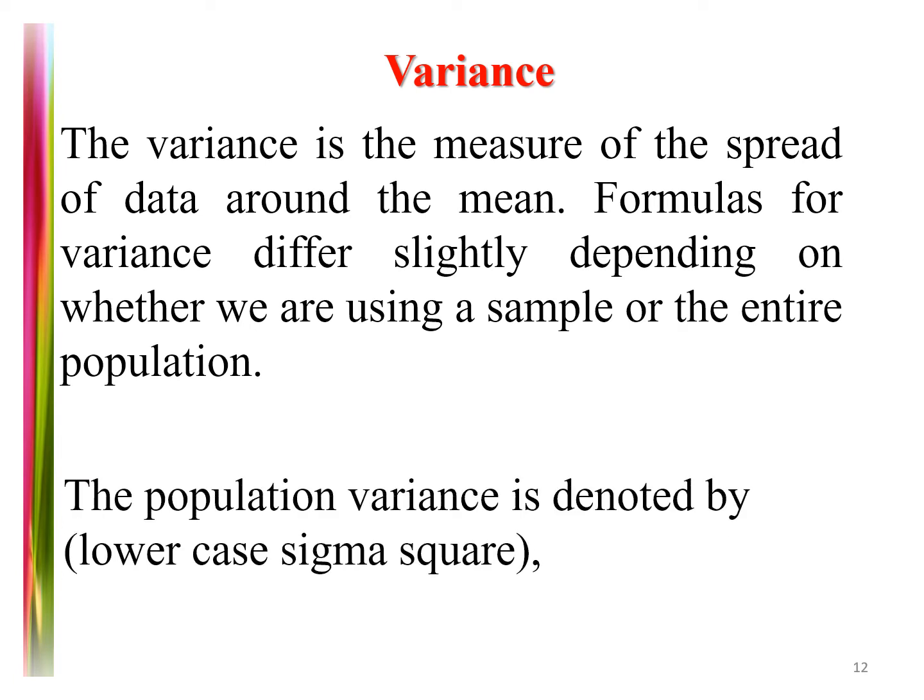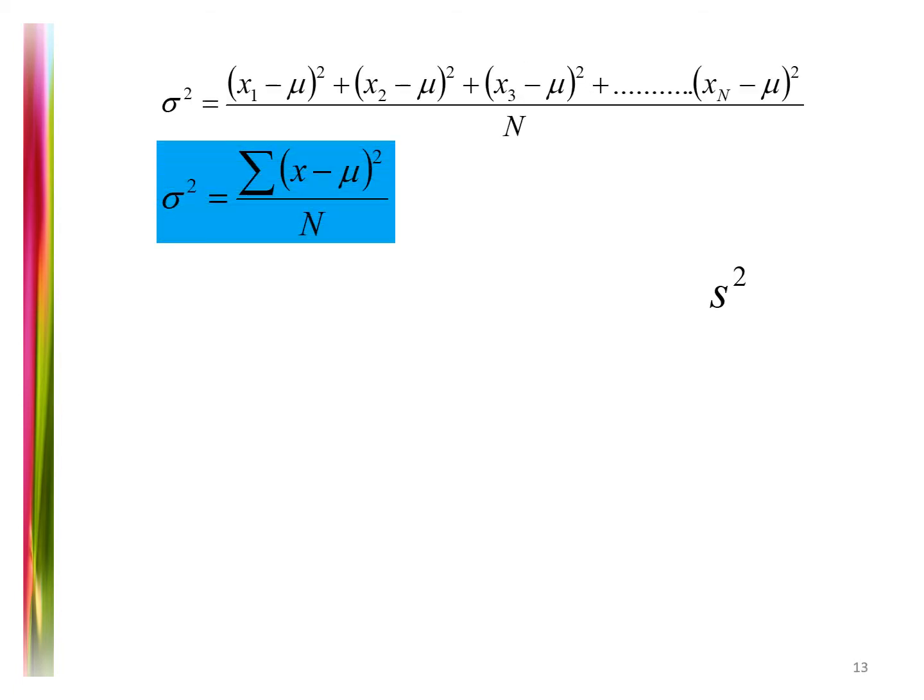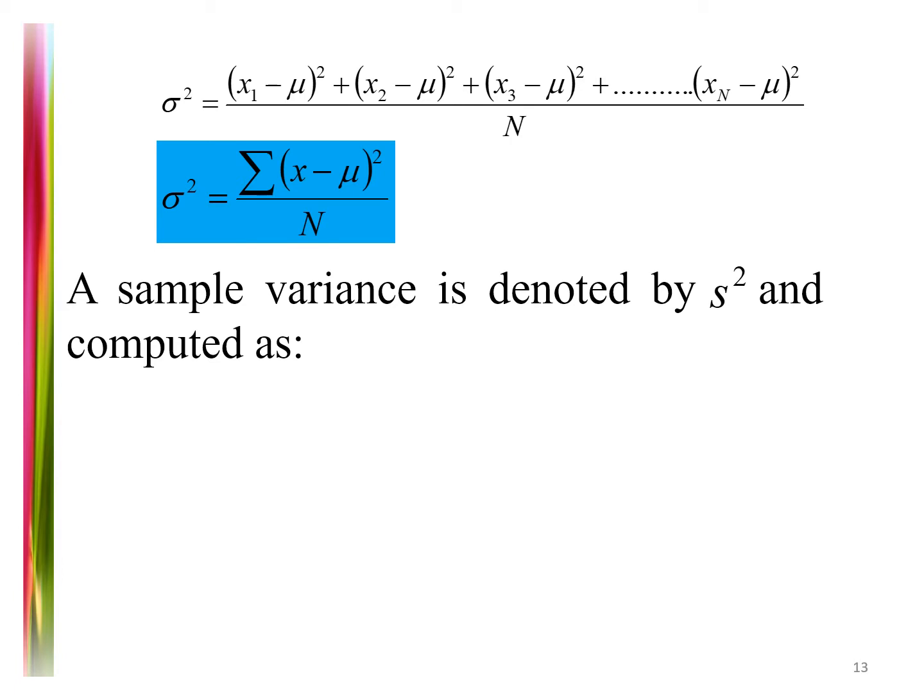All right. So next, variance calculation. Variance is also a very important method of dispersion calculation. The variance is the measure of spread of the data around the mean. The formulas for variance differ slightly depending on whether we are using a sample or the entire population. Usually we have some standard notation. The population variance is denoted as lowercase sigma squared, and sample variance is denoted as s squared.